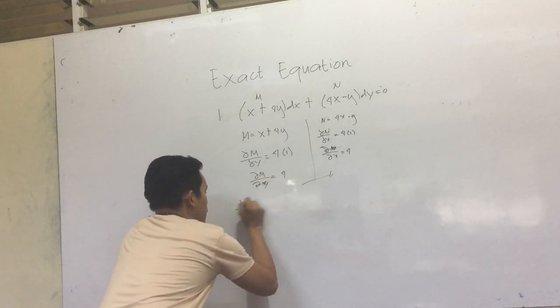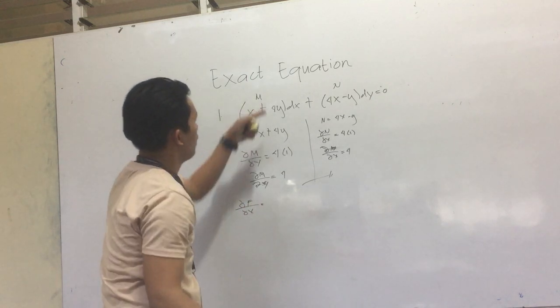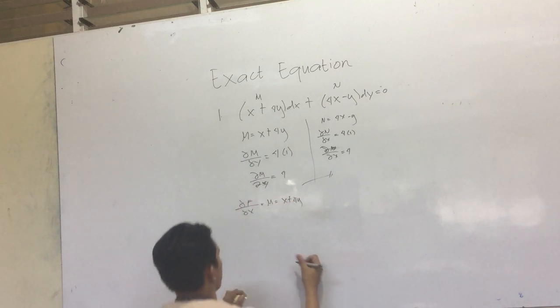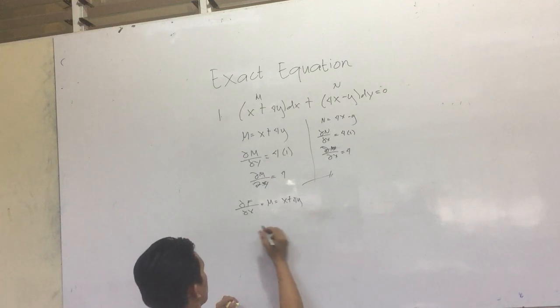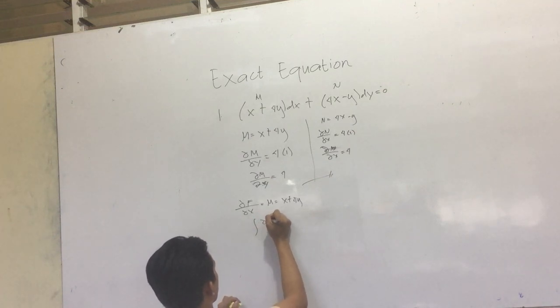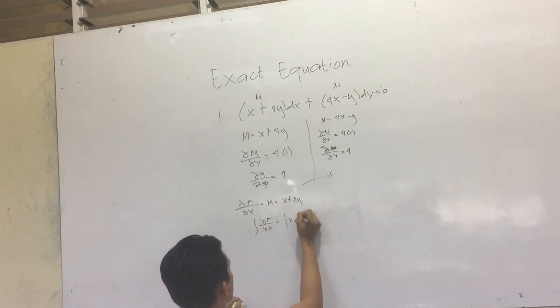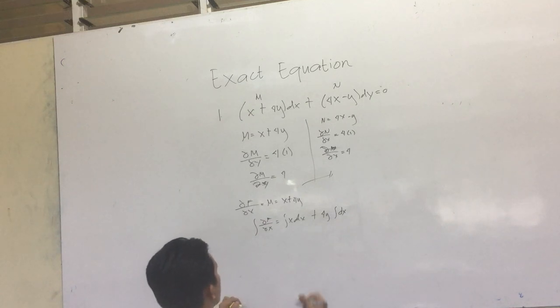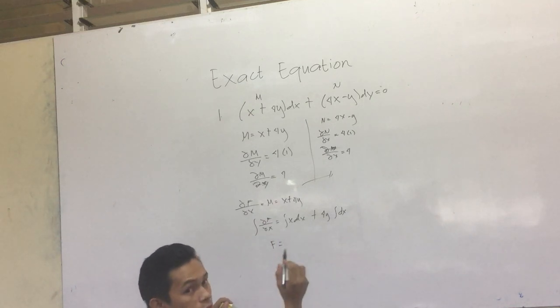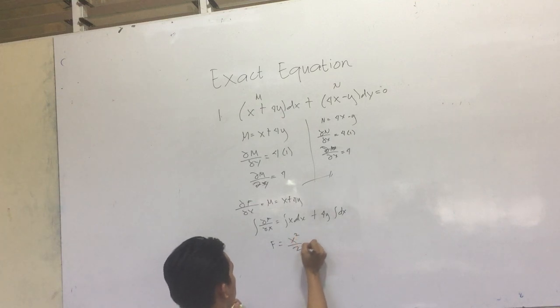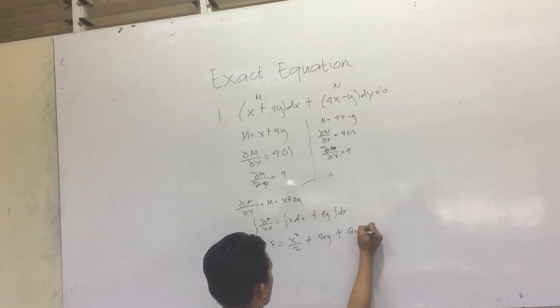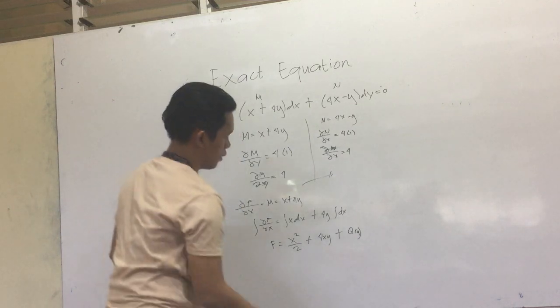Then let's proceed to the derivative of f. The partial derivative of f with respect to x equals M, so copy the M: x plus 4y. Then let's integrate this one. The integral of x dx plus 4y times the integral of dx gives f equals x squared over 2 plus 4xy, plus u of y. Then we get the value of f.